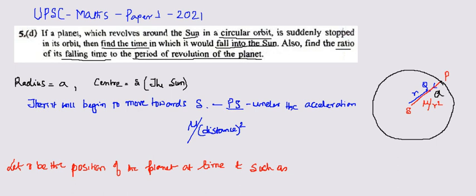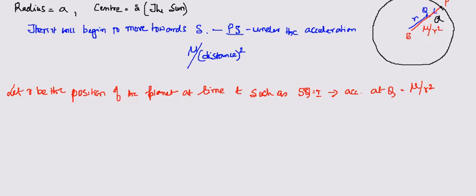from the figure you can see that SQ is equal to r. Then the acceleration at Q will be mu by r square, and it will be directed towards S, that is the center.